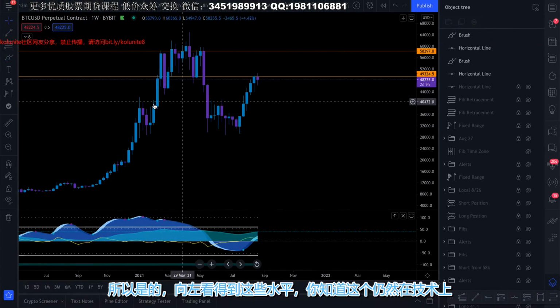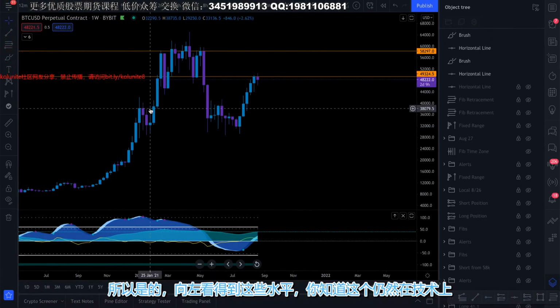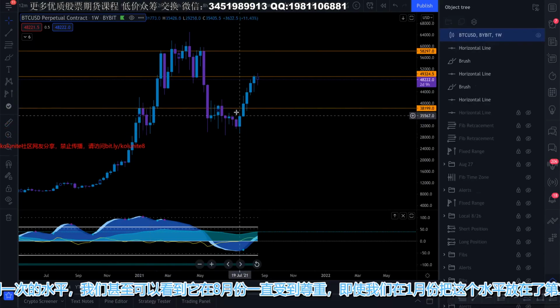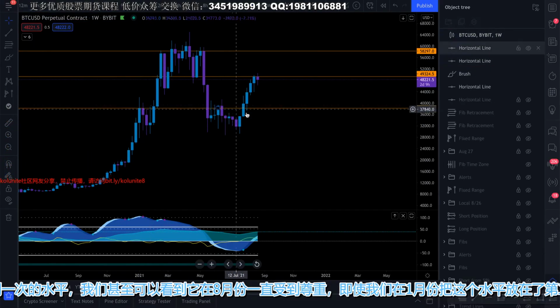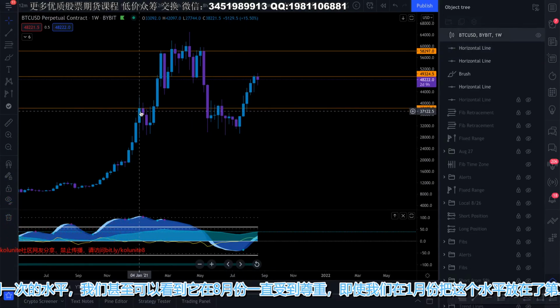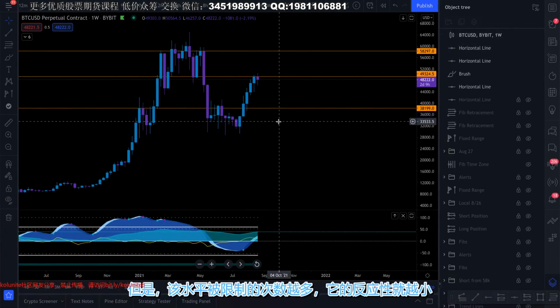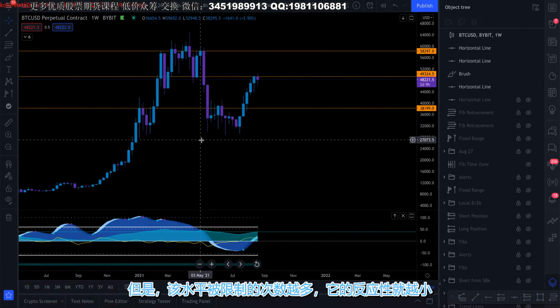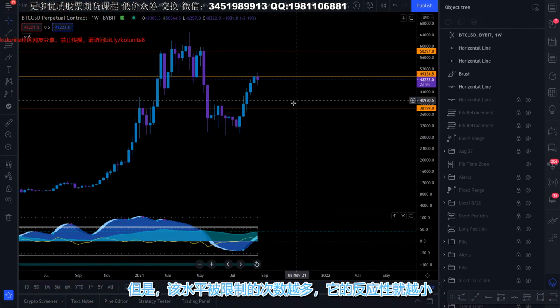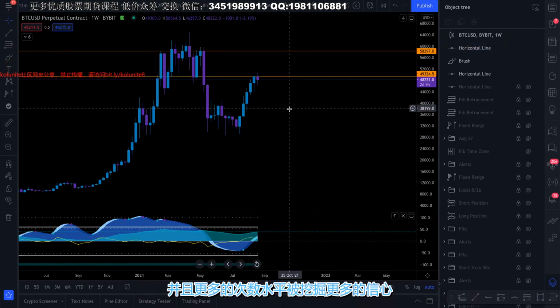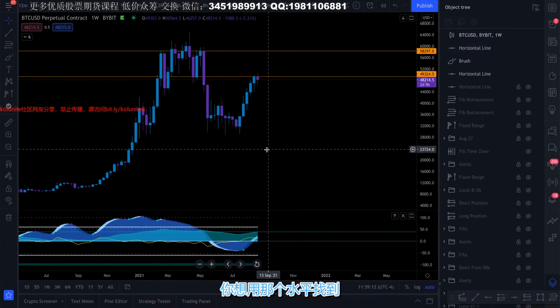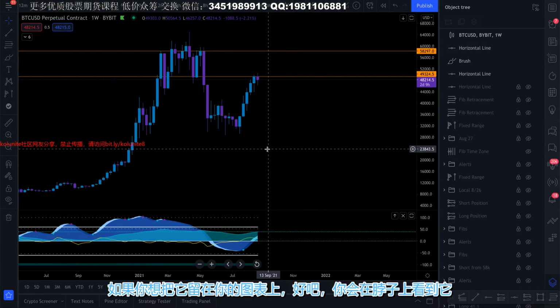So yes, look to the left to get those levels. This one is still technically a weekly level. We could even see it being respected all the way here on August 2nd, even though we put that level in January. But the more times that level is tapped, the less reactive it becomes. And the more times the level is tapped, the more confluence you want to find with that level if you want to keep it on your chart.